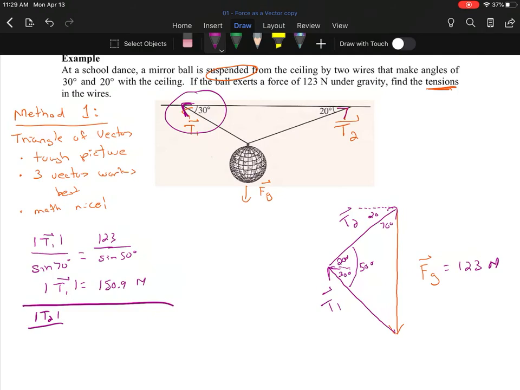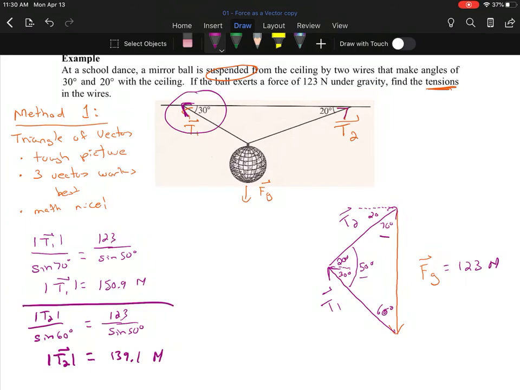Next, tension 2. To get tension 2, we use sine law again, and it's tension 2 over sine... Ooh, I don't have that angle yet. Let's see, 70 and 50. This is going to have to be a 60 in there. So tension 2 over sine 60 equals 123 over sine 50. I'm using that same angle pair there, and when I rearrange that one, I get tension 2 equals 139.1.